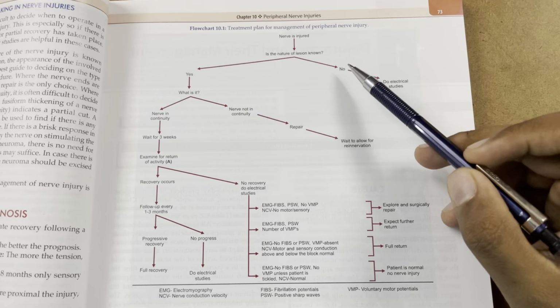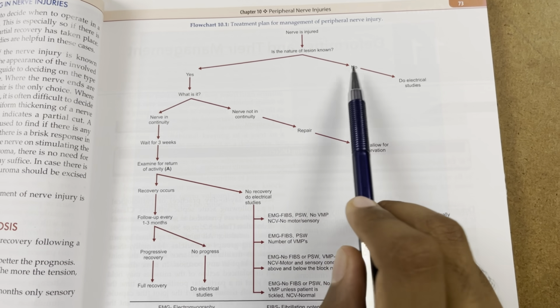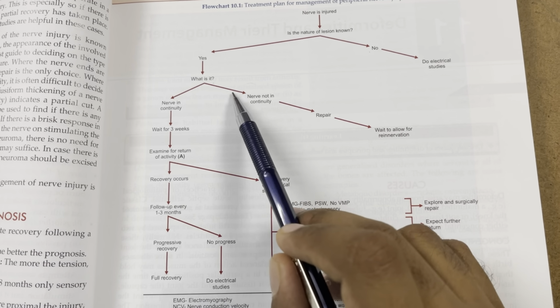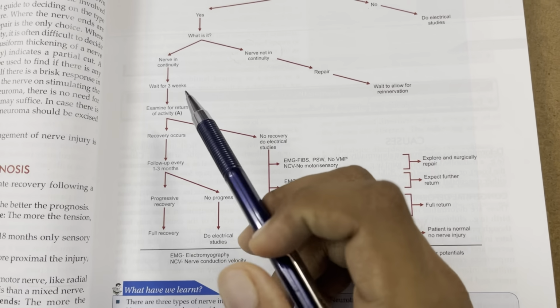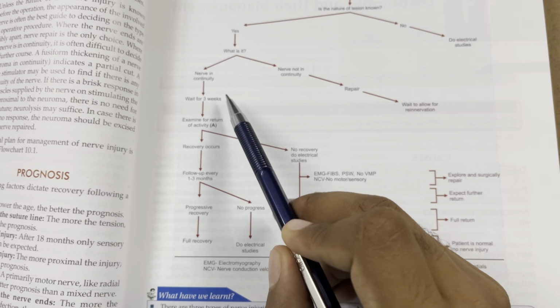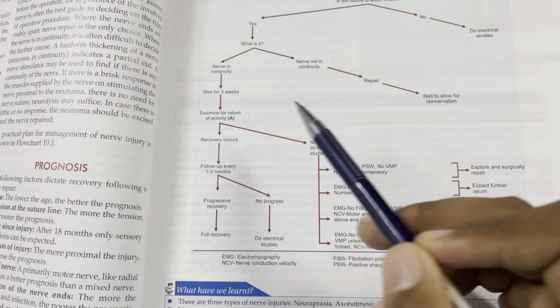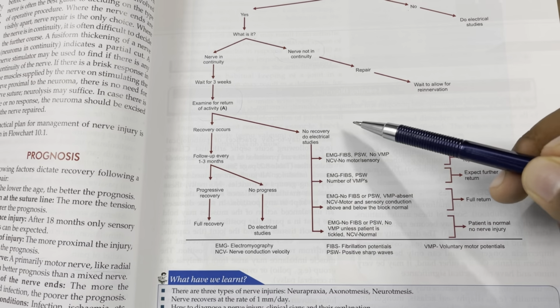And you need to remember this treatment plan. So when a nerve is injured, if the nature of the lesion is not known, directly go for electrical studies. If the nature is known, and if the nerve is not in continuity, go for repair and allow the reinnervation to take place. If the nerve is in continuity, wait for 3 weeks, see if it recovers, and then you examine for return of activity. Okay, if there is no recovery, you go for electrical studies.